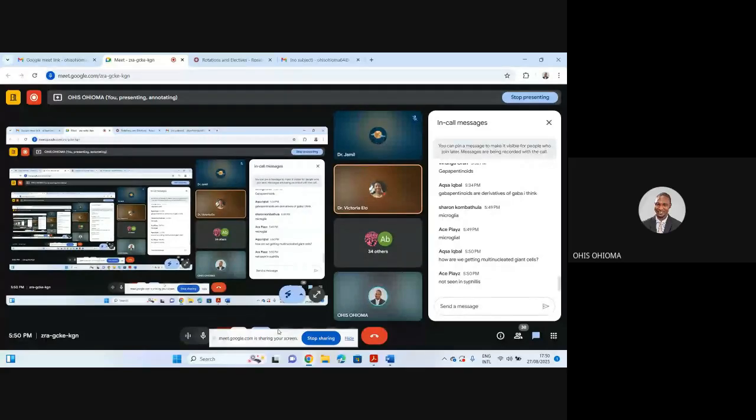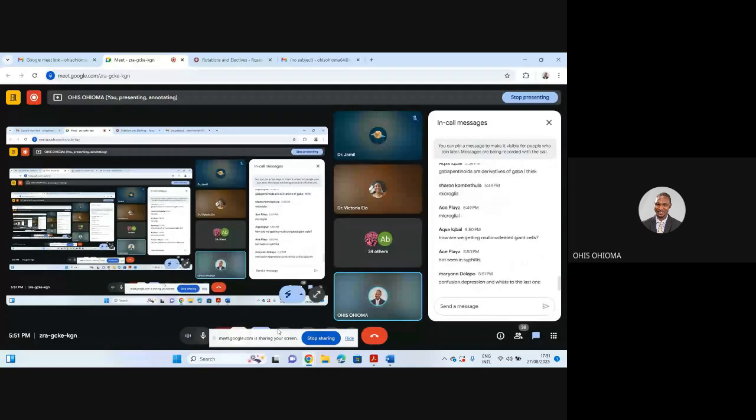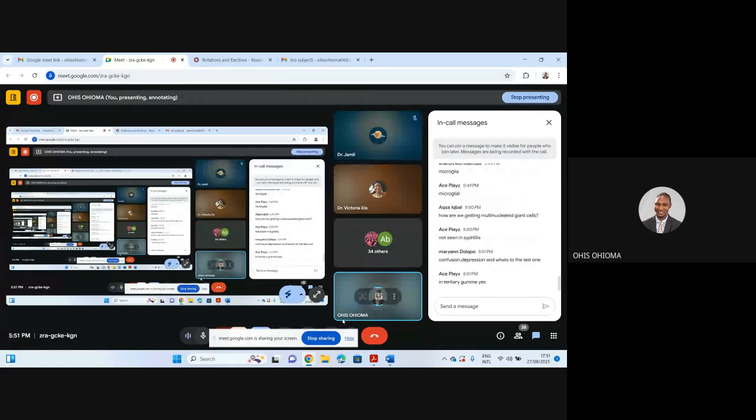Okay, no problem. I think what we need to do is research about it. I don't know whether you are referring to gumma, but it's okay. I'll research about it. I'm not really sure multinucleated giant cells are seen in syphilis too, but I will try to clarify that. Yeah, so somebody said in tertiary gumma, yes. I know that in tertiary gumma you would see multinucleated giant cells.